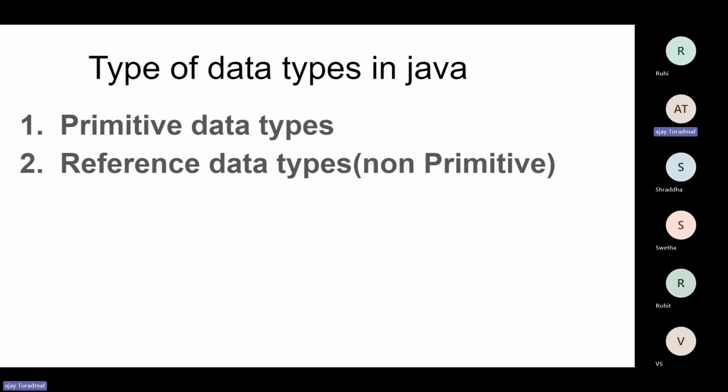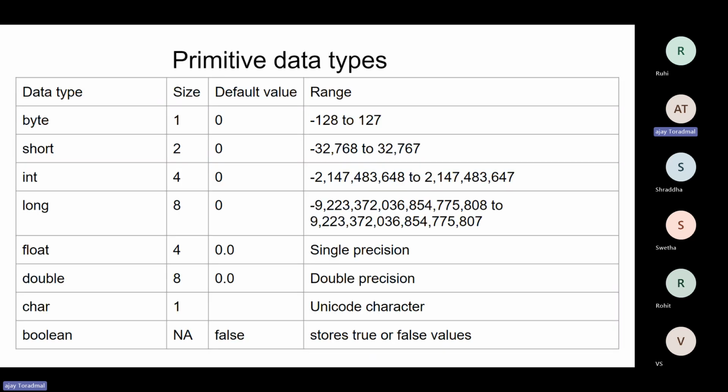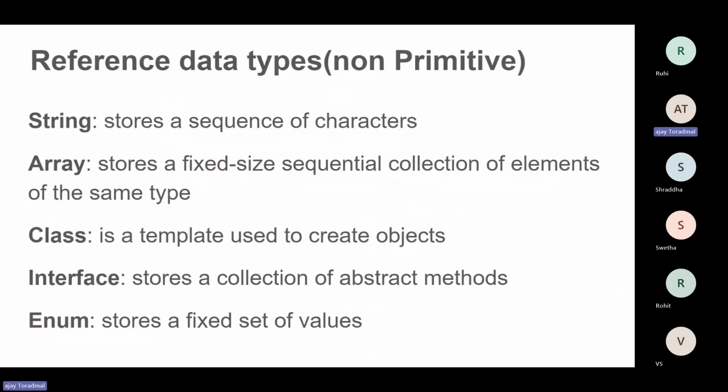Okay, in the non-primitive category, these are the 5 data types. First one is the string. Second one is the array. Third one is the class. Fourth one is the interface, and fifth one is the enum. So these are the 5 non-primitive data types available in Java.